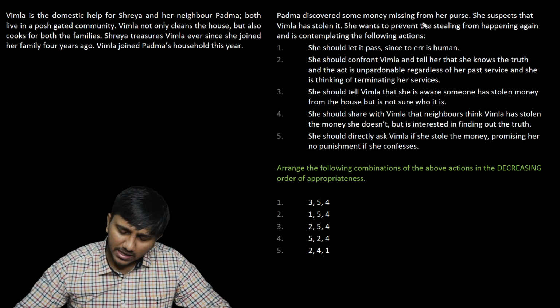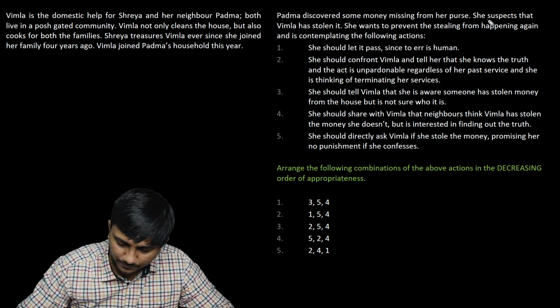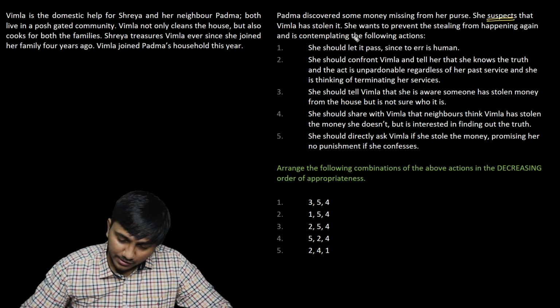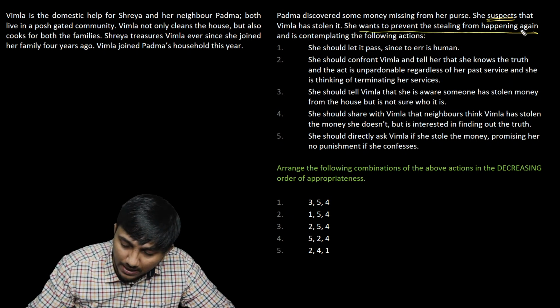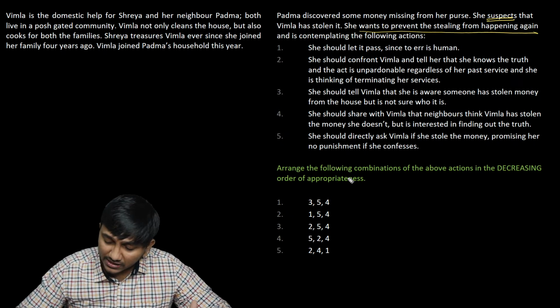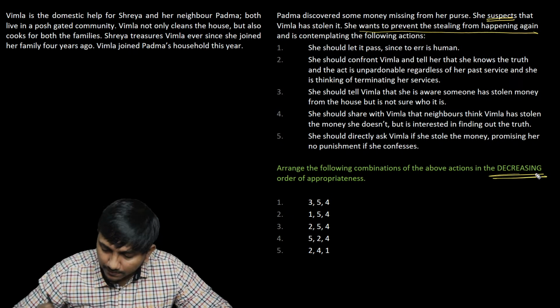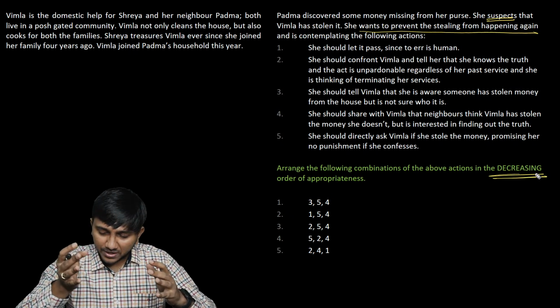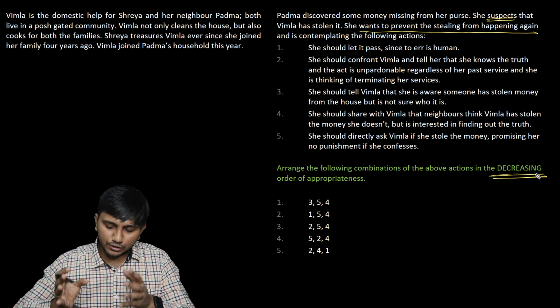Padma discovered some money missing from her purse. She suspects that Vimala has stolen. She wants to prevent, okay, what she wants to do is important. She wants to prevent the stealing from happening again and is contemplating on the following actions. Okay, what am I supposed to do with the actions? Arrange the following combinations of the above actions in the decreasing order of appropriateness. So most appropriate action first and then the next appropriate, the next appropriate.